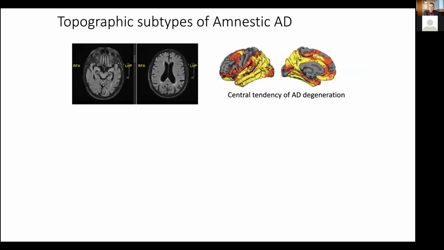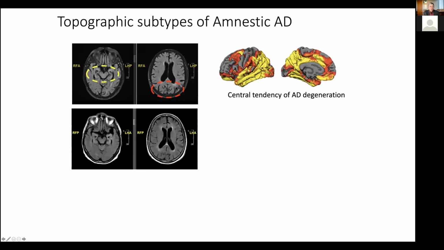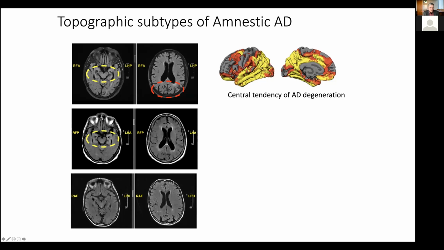But the problem is that this sort of central tendency is obscured by several factors. One is that not everybody develops this pattern of medial temporal atrophy followed by parietal atrophy. Here's a case of Alzheimer's disease in which there's prominent medial temporal atrophy, but really very little parietal atrophy. And here's another case in which there's very little hippocampal atrophy, but super prominent parietal atrophy.